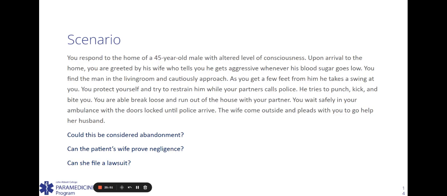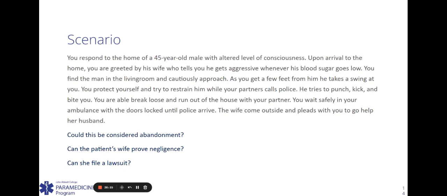Okay, so we don't expect all of our hypoglycemic patients to be combative and start biting and kicking us. So most likely it would be interpreted as not being abandonment. For the second question, can the patient's wife prove negligence? So again, if it could be proved that you should have known that the patient was likely to become violent, then negligence could be proved.